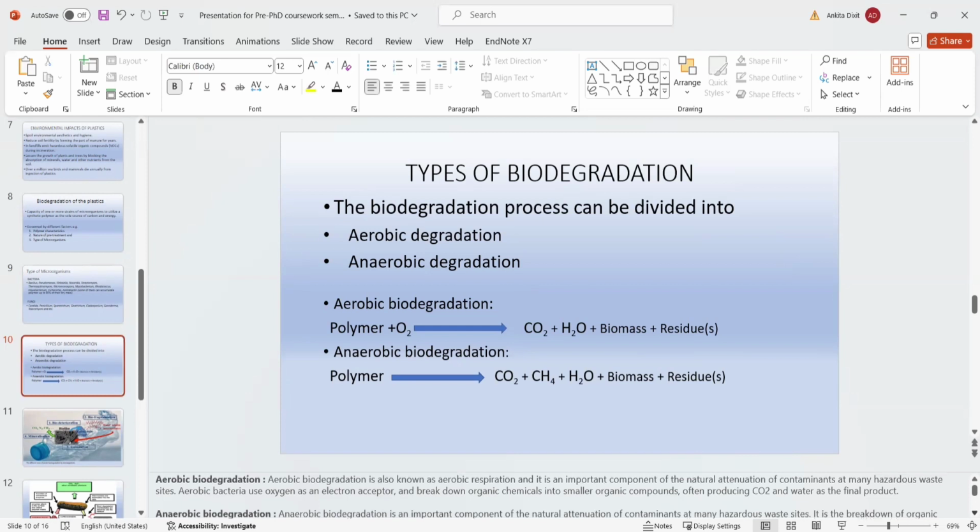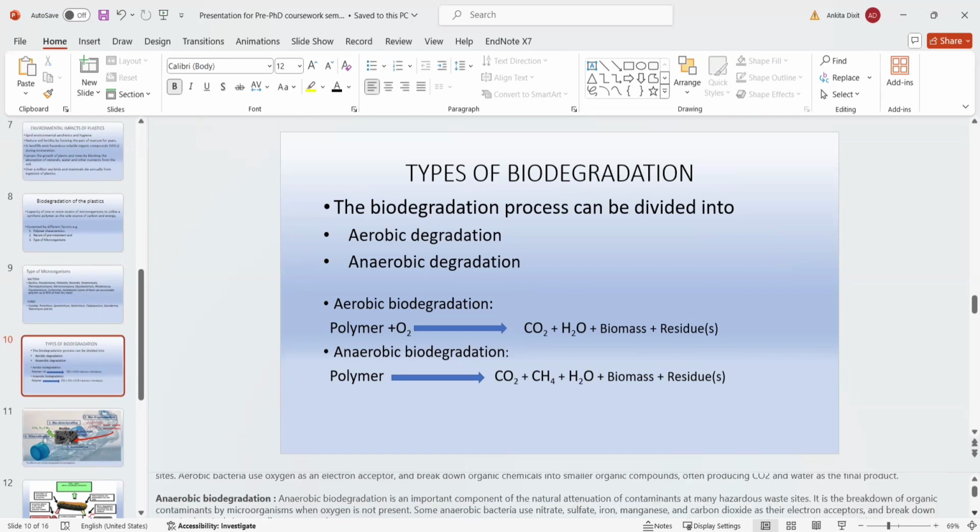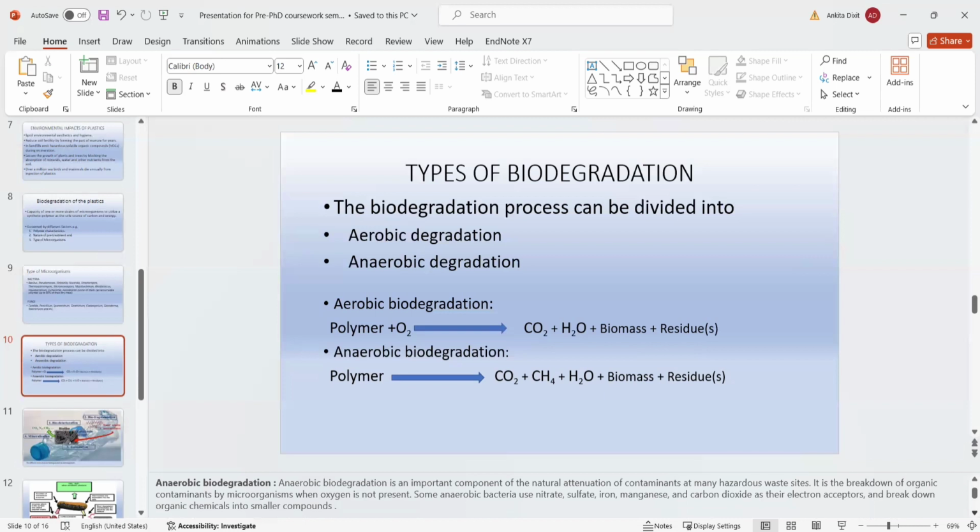While anaerobic biodegradation or anaerobic respiration is an important component of the natural attenuation of contaminants at many hazardous waste sites. It is the breakdown of organic contaminants by microorganisms when oxygen is not present. So anaerobic bacteria use nitrate, sulfate, iron, manganese, and carbon dioxide as their electron acceptors and break down organic chemicals into smaller compounds. Here we can see polymer in the absence of oxygen converts into carbon dioxide, methane, hydrogen molecules, and biomass.